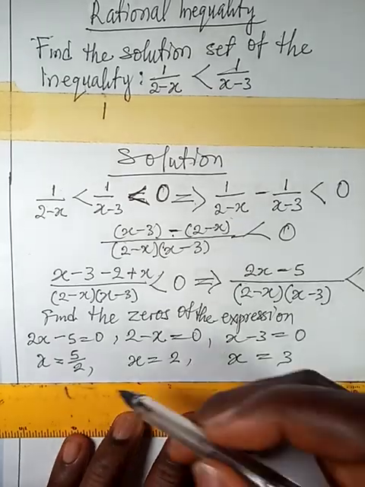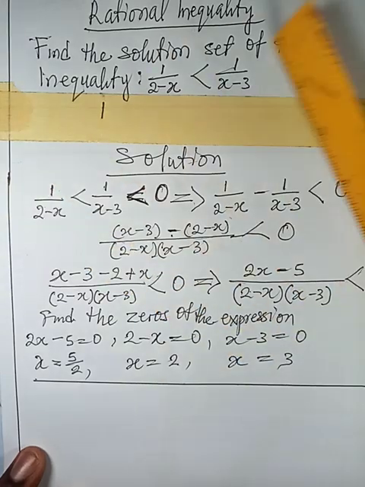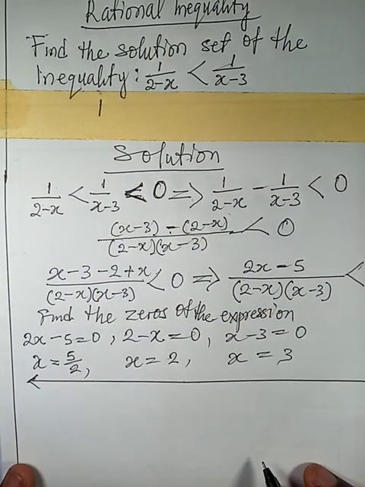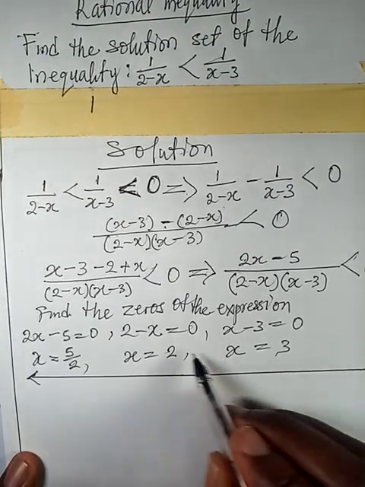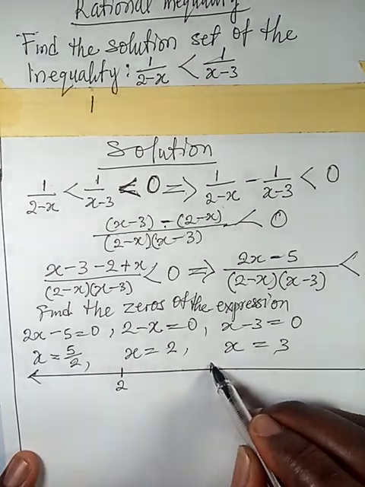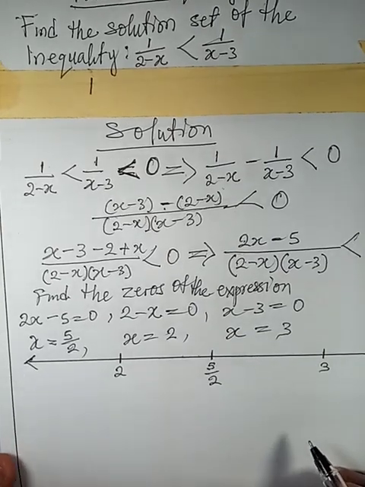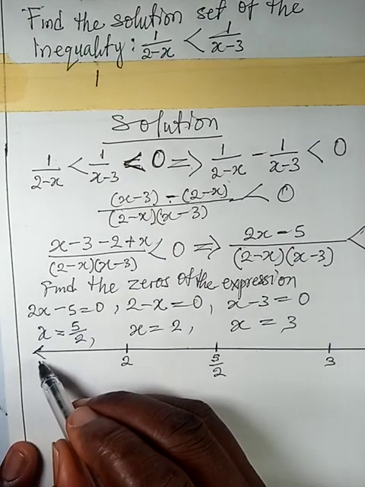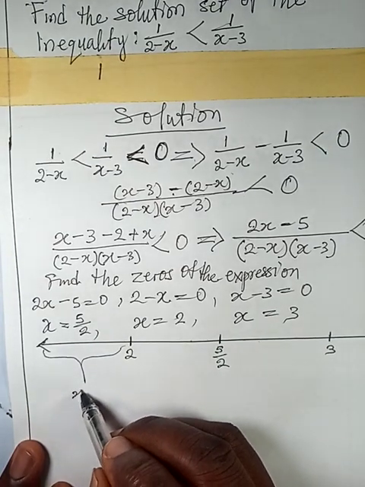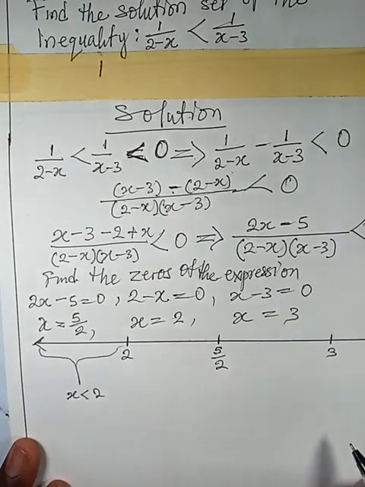Now, this is giving us information on the number line. Let's see how these values relate on the number line. The smallest of these values is 2, so we have 2 here, followed by 5 over 2, and then we have 3. All right, so this region is the same thing as x is less than 2. I mean, every number here is less than 2.